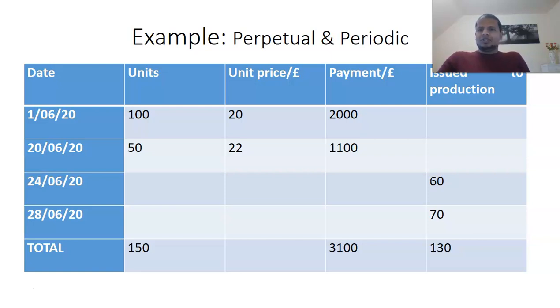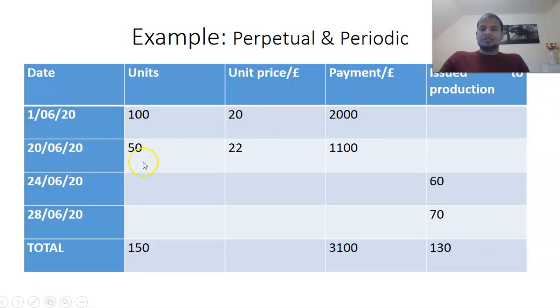So in this example, we are provided the material transactions, the movement of materials, in relation to the month of June. We are provided units purchased and units transferred to the production. On 1st of June, 100 units purchased at a price of 20. So the company paid 2,000. If you multiply 100 and 20, it's 2,000 that you paid to the supplier.